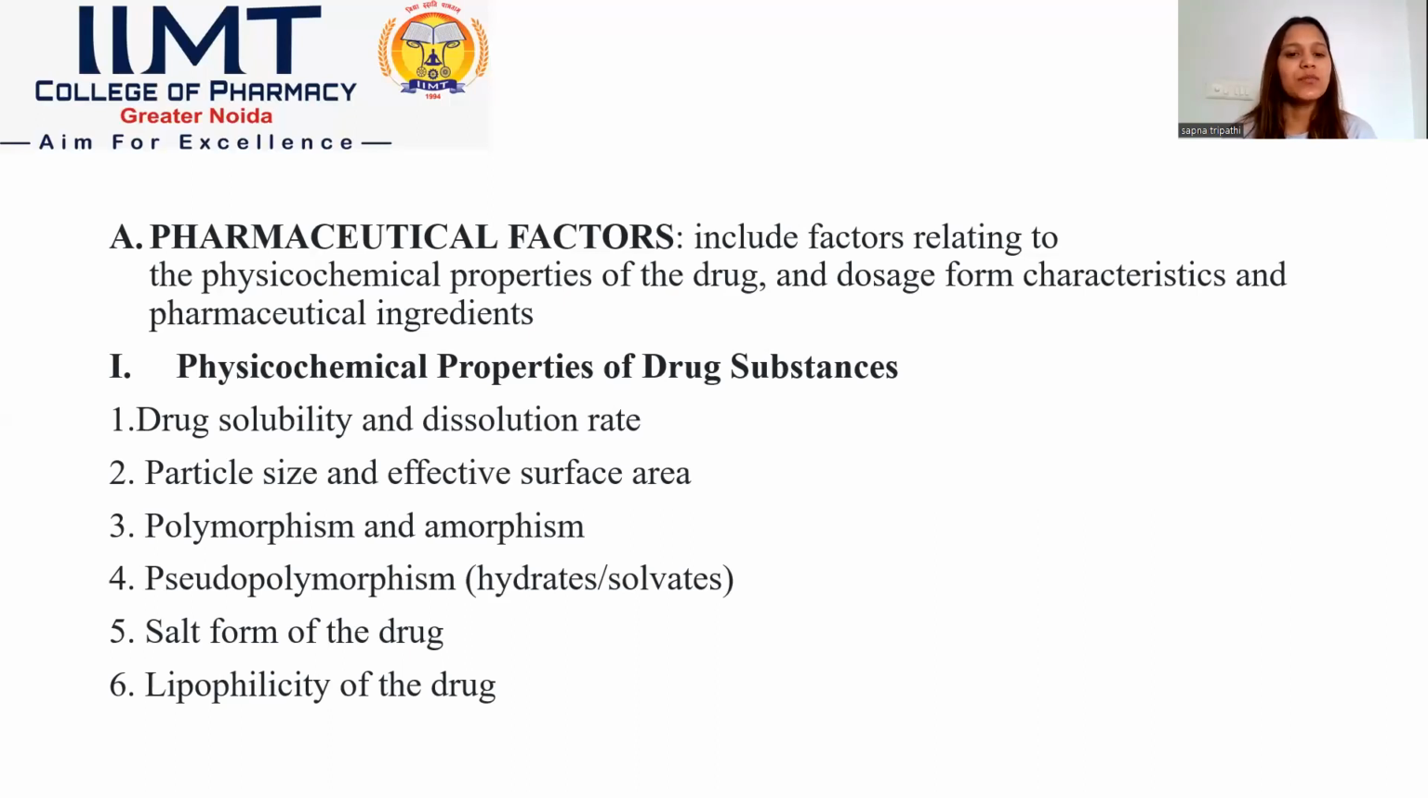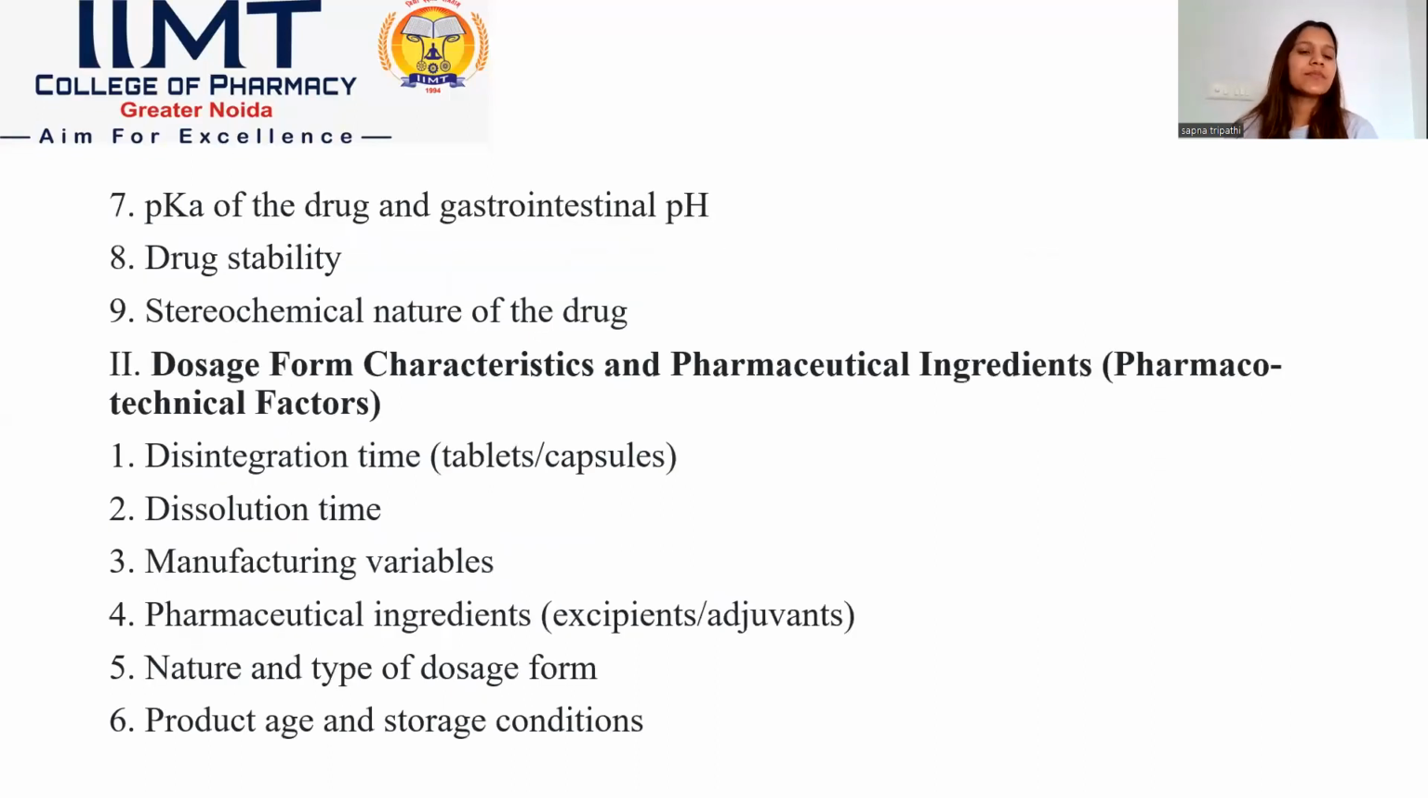The next one is polymorphism and amorphism. Next, pseudo-polymorphism. Next, the salt form of the drug. Next, the lipophilicity of the drug. As you know, for better absorption the drug should be lipophilic. Next, the pKa of the drug and gastrointestinal pH. The next one is drug stability, and the last one is the stereochemical nature of the drug.